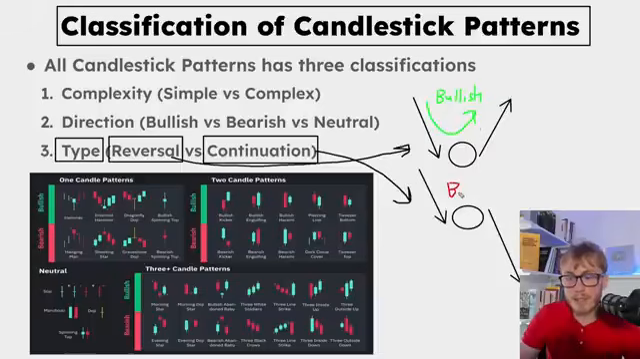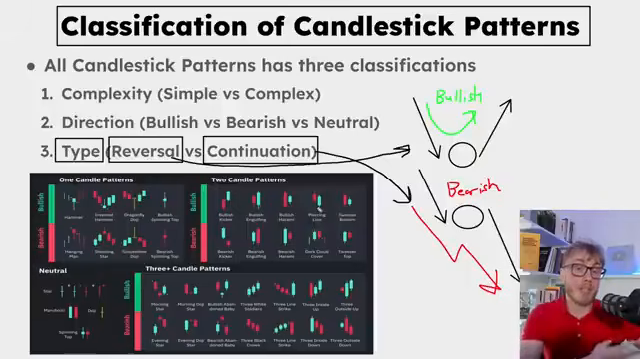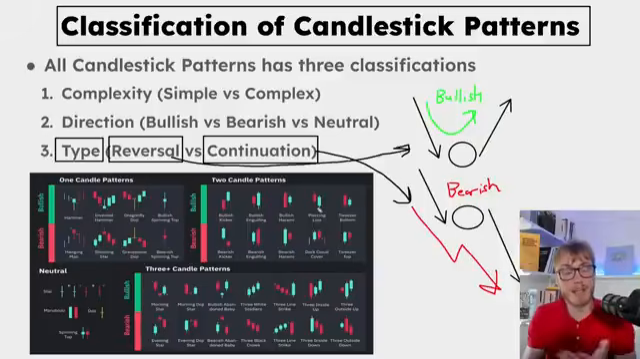And this right here is a bearish continuation pattern, right? Because it indicates a continuation of the trend to the downside. And we also, of course, have bearish reversal patterns, and we also have bullish continuation patterns. So we basically have 4 different combinations.